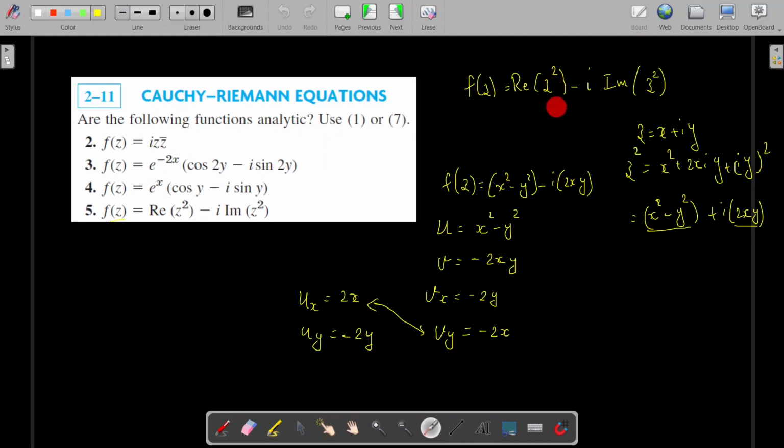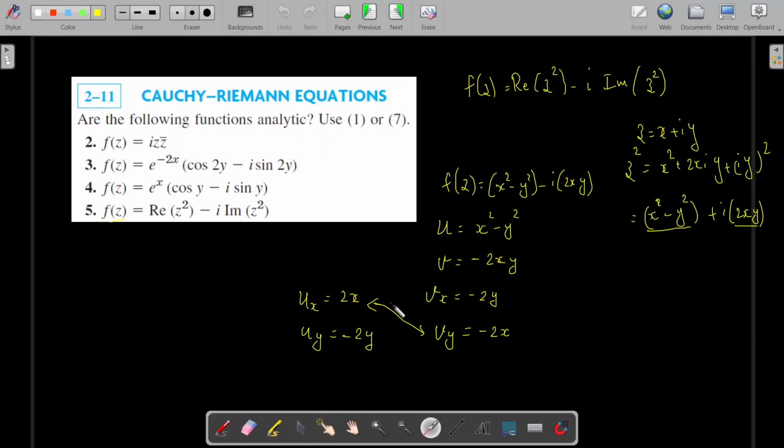Here in the question you have f of z is real part of z square, that is x square minus y square, minus i into the imaginary part of z square, which is 2xy. So we substitute here 2xy. Now you can find u and v. What is u? U is the real part of f of z, that is x square minus y square, and v is the imaginary part of f of z, that is minus 2xy, because you have to consider f of z as u plus iv. So v is minus 2xy.